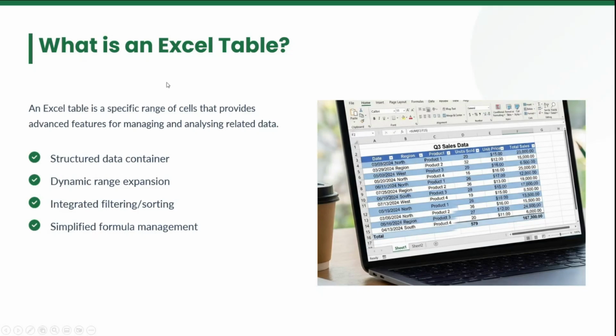So what is an Excel table mainly? An Excel table is a specific range of cells, as you can see, with numbers and figures in rows and columns, all together, that provides advanced features for managing and analyzing related data. But if they don't have a table, as you'll see in the example I'll be showing you, just having a simple data set does not mean it's a table. It's not a table. So you have to create a table in Excel whenever you're working with a table.